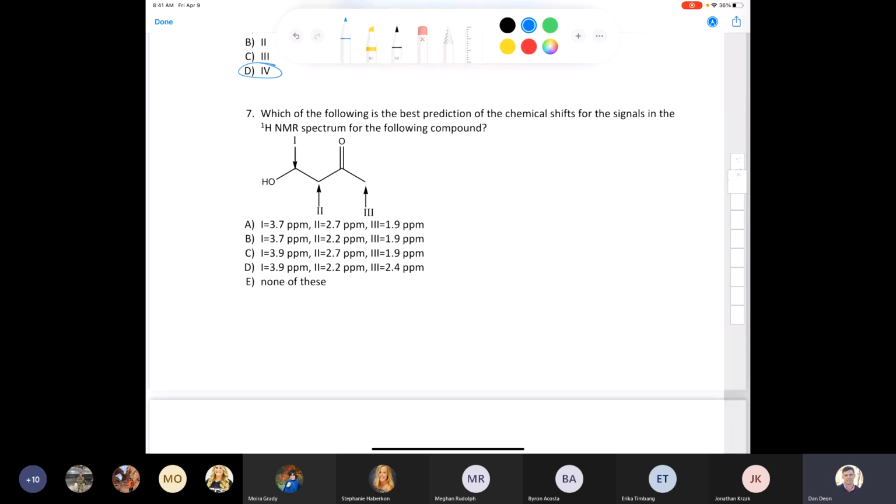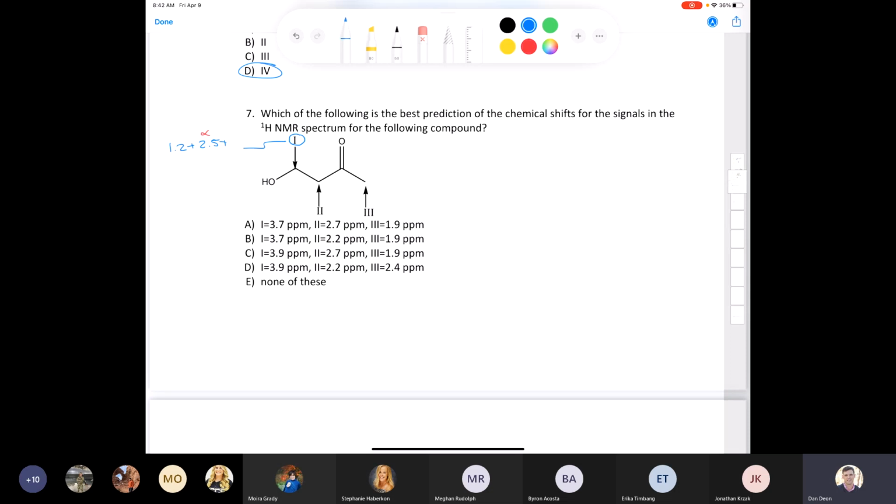Okay, let's try some estimations here using that table. I can't remember the number of the table off the top of my head, but let's take a look at this problem. It just says, which of the following is the best prediction of the chemical shifts for the signals of the proton NMR spectrum of this compound? Let's start with the methylene. Number 1, what would be the chemical shift for those 2 protons? Well, the baseline for a methylene is 1.2 parts per million, plus it's alpha to this oxygen, so I'm going to add 2.5, and again, that's because it's alpha to the hydroxyl.